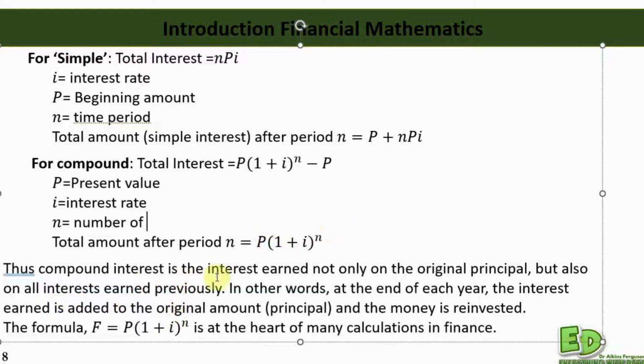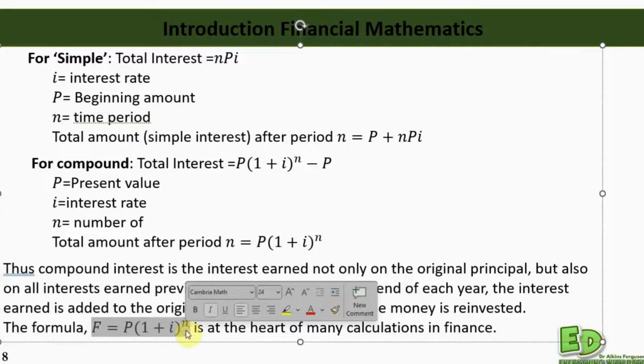Right. So compound interest is the interest, not only on the original principal, but also on all interest earned previously. In other words, at the end of each period, the interest earned is added to the original amount, which is the principal, and the money reinvested. So the formula F is equal to P bracket open 1 plus R raised to the power N is at the heart of many calculations in finance. This formula here is just telling you how to find the future value of a single sum, right?